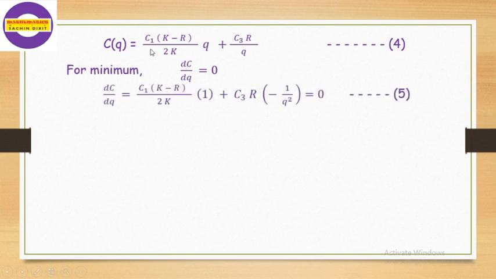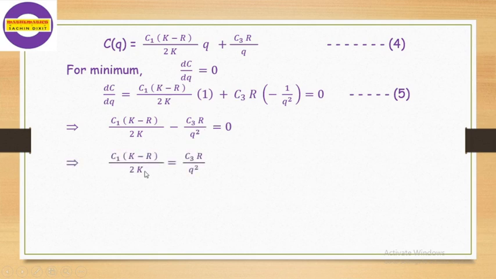That means we have to find its first derivative with respect to Q. This C1 into K minus R divided by 2K is constant. Derivative of q with respect to q is 1, plus C3R as it is. Derivative of 1 upon q is minus 1 upon q square. We take it equal to 0, equation number 5. Then just simplify this. We get C1 into K minus R divided by 2K minus C3R upon q square is equal to 0. Transfer this negative term, we get C1 into K minus R upon 2K is equal to C3R upon q square.